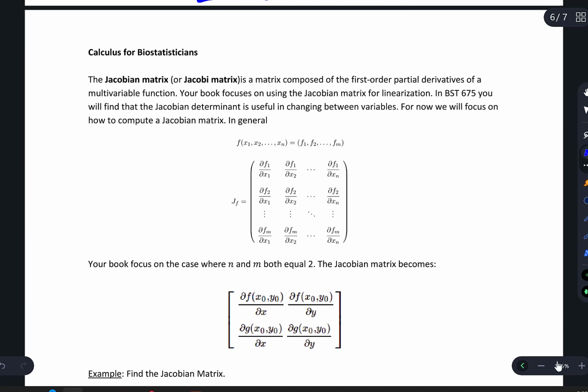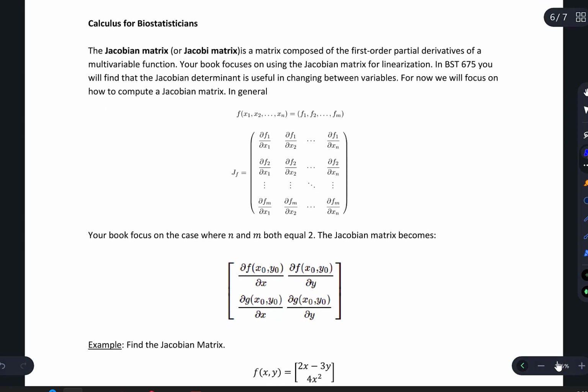So this idea, when we have a function that maps to a vector instead of a single number, we can still look at partial derivatives, but we have to treat them a little bit differently. And in order to do that, we need to talk about the Jacobian matrix. So a Jacobian matrix is a matrix composed of first-order partial derivatives of a multivariable function. And so your book focuses on using the Jacobian matrix for linearization. In BST 675, you'll find that the Jacobian determinant is useful in determining a change between variables. And you'll see that more in that course. So for right now, I just want to focus on how to compute a Jacobian matrix.